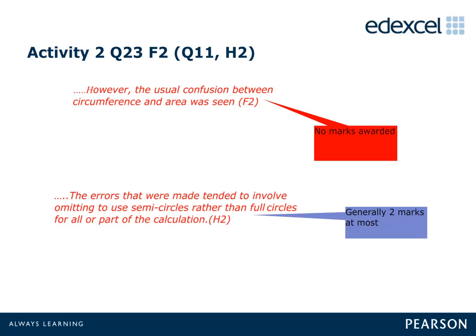From the Principal Examiners, Paper F2 and Paper H2, reports. However, the usual confusion between circumference and area was seen. F2. The errors that were made tended to involve omitting to use semicircles rather than full circles for all or part of the calculation. H2. There are examples of these and other typical errors in the file.